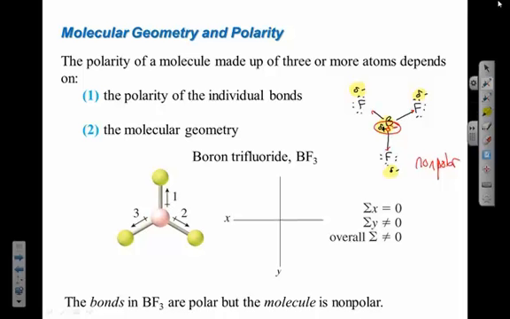Using the vector method, I would start with vector 1, add to that vector 2, add to that vector 3, and I get back to the origin, so that means it's nonpolar. Right, a vector for each bond polarity. You don't have to use both methods, but it couldn't hurt, because then you have more confidence when both methods give you the same answer.